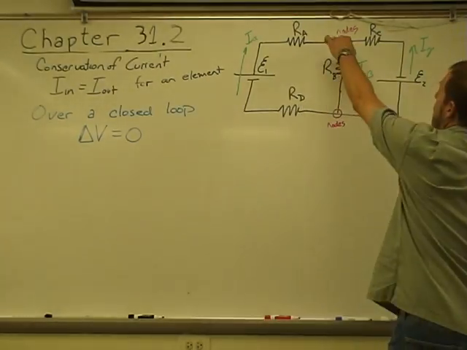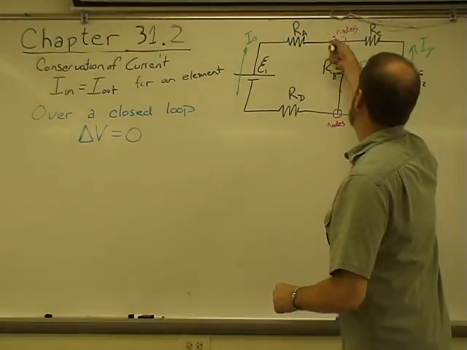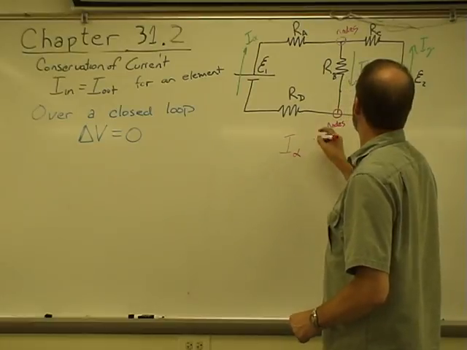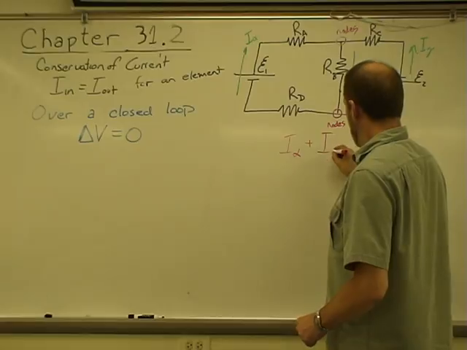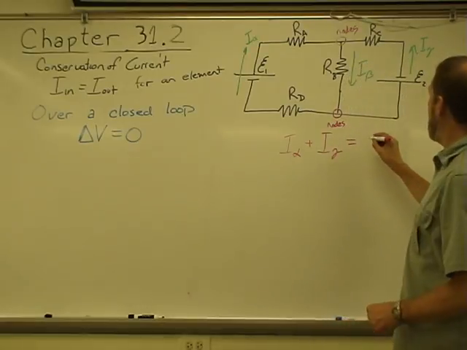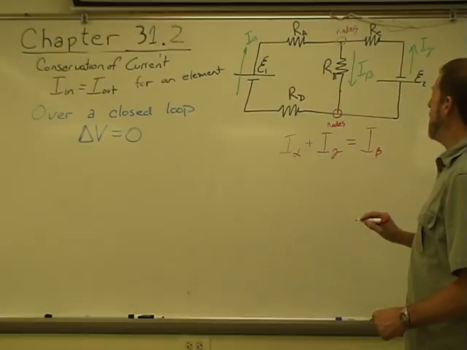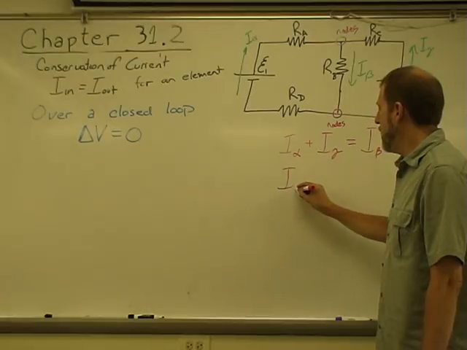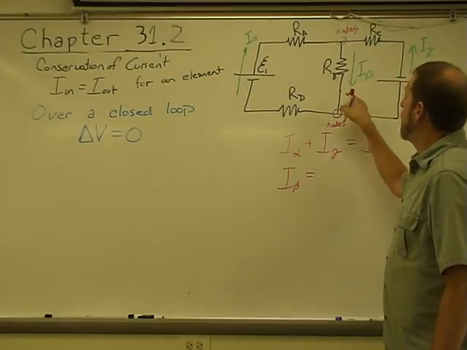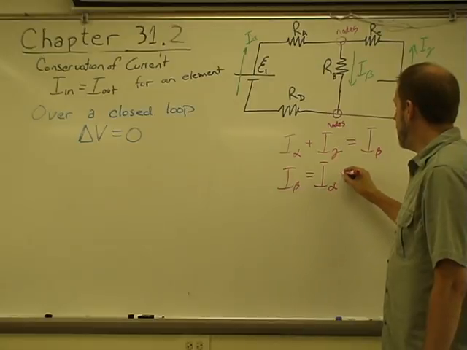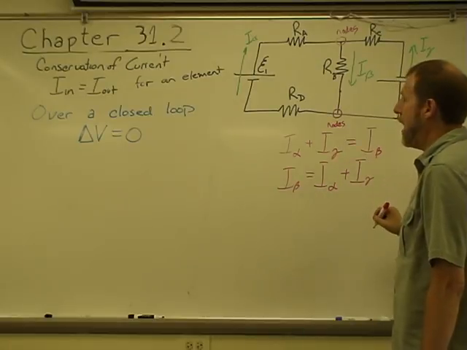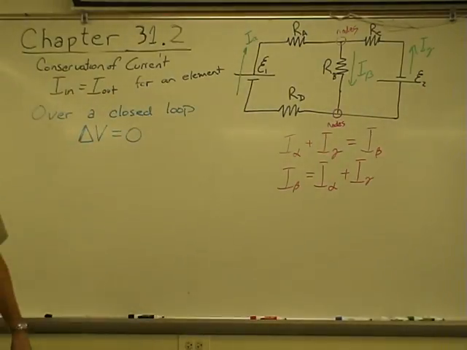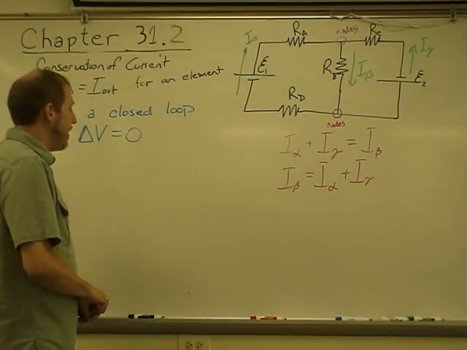So I can say, okay, look at this node. The current in is current I alpha plus I gamma, and that has to equal the current out, I beta. At this node, the current in is current beta, and the currents out are currents alpha plus current gamma. Unfortunately, these two equations are exactly the same. At the very least, though, I've got a thing that I can use.